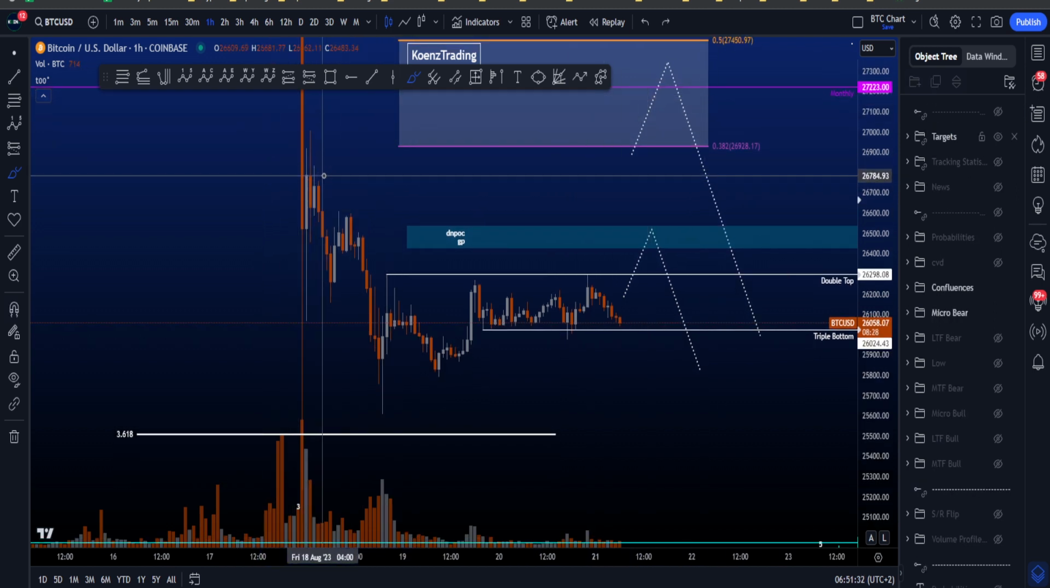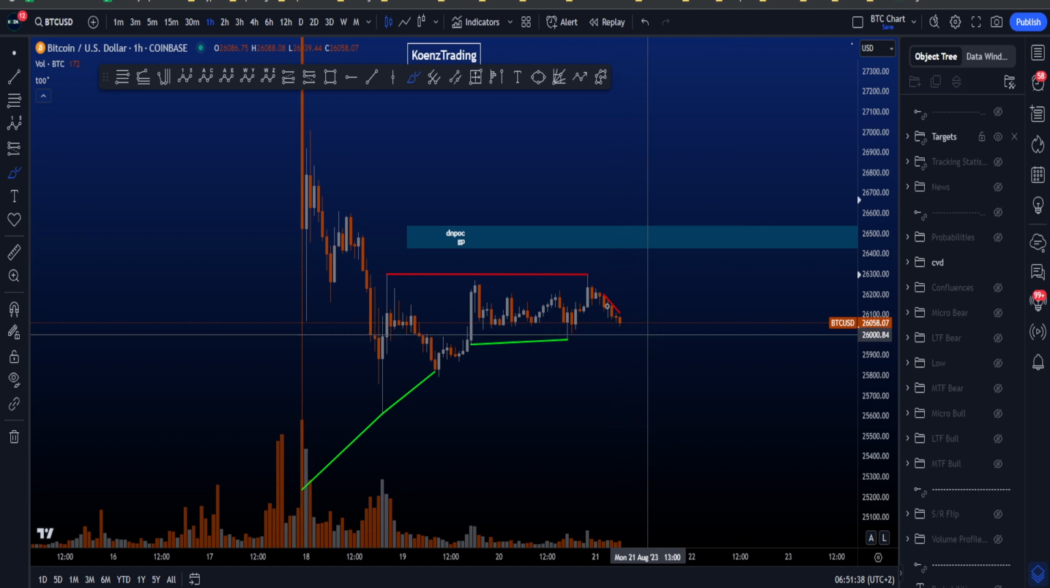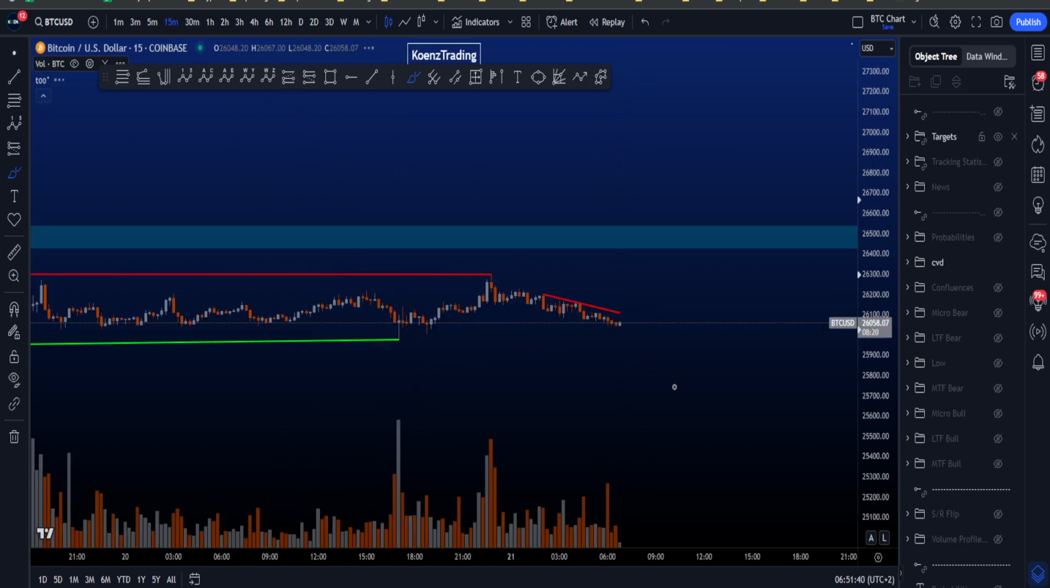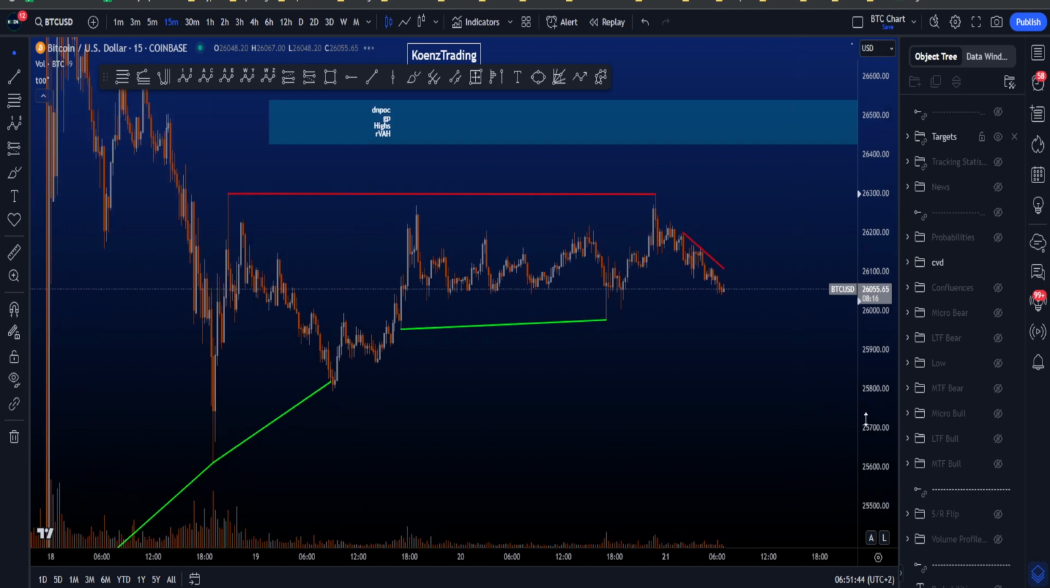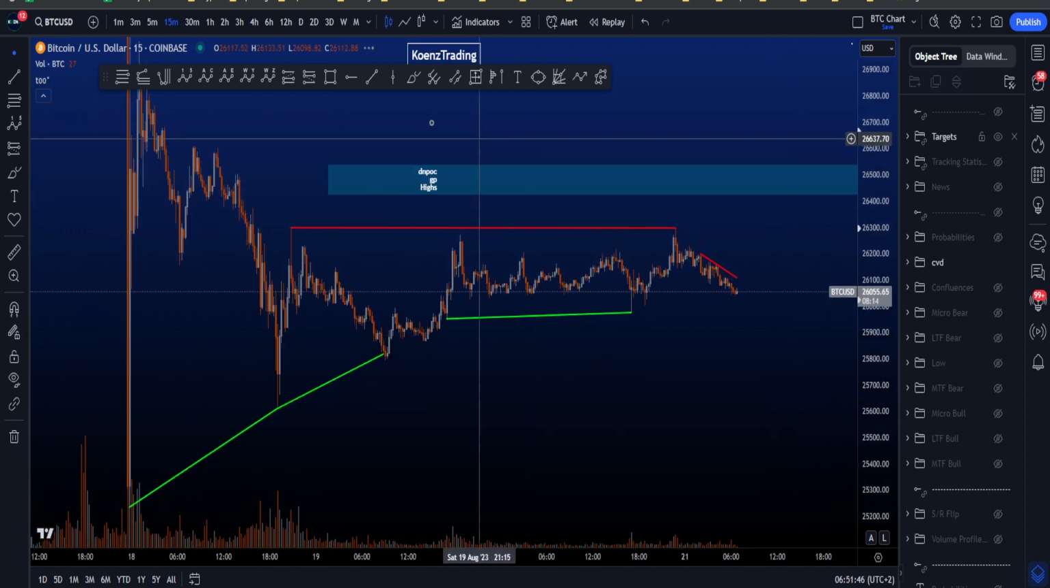Basically, if you pull a channel, it's going to be like 26.7k. And then it's going to be the monthly all the way up there. More locally, we do have different divergences going on. It's a bit of a mix on the lower time frames, where you can see the green lines, those are the bullish CVD divergences, and the red line is the bearish one.